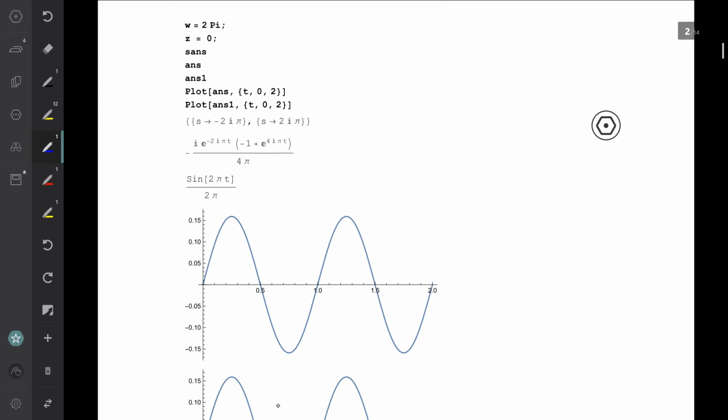Now what I'm going to do is I'm going to pick some numbers and then do some plots. So for the first one, I'm going to let w be 2 pi. I'm going to let z equal 0. This is equivalent to having damping equal 0. So there's no damping, no damper on there. You can probably imagine what this thing's going to look like in the solution, and obviously you can see the plot right there.